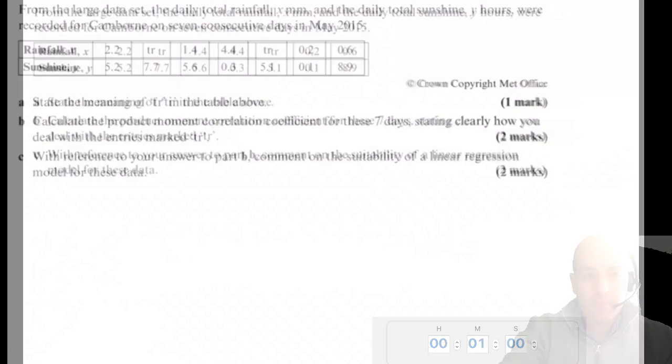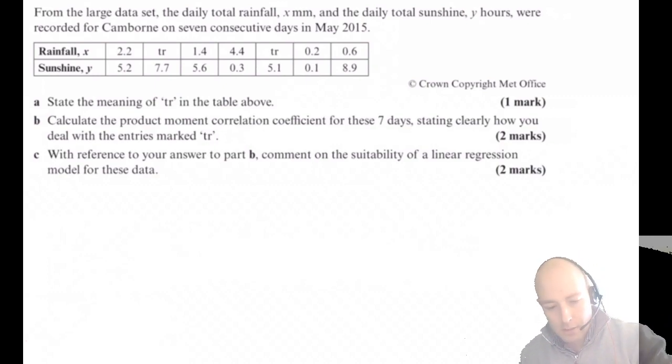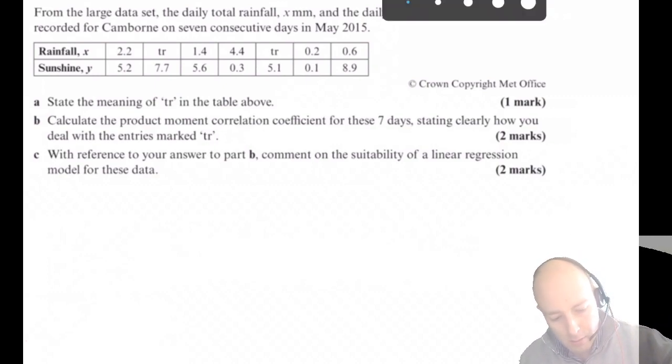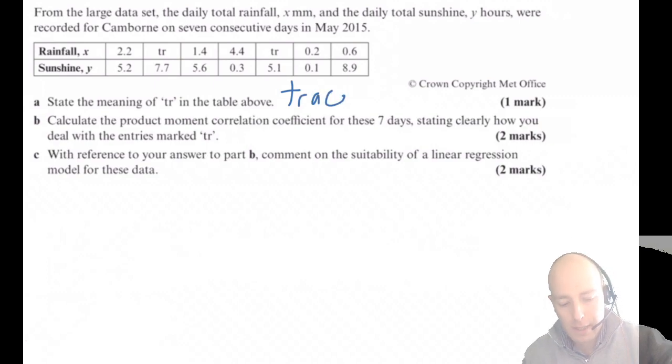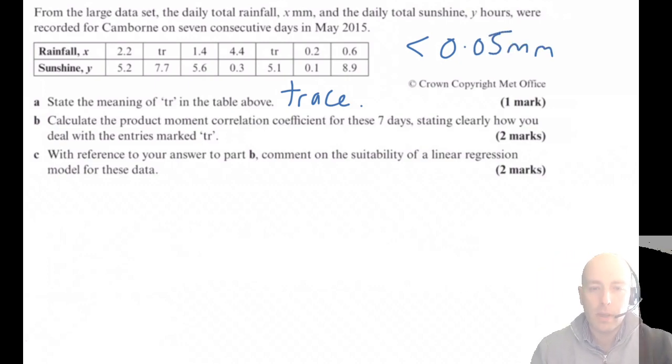Cool. All right. So yeah, TR stands for trace, as you guys said. It doesn't mean approximately 0. It literally means it's less than 0.05 millimeters. So yeah, that's what it means. Calculate the product moment correlation coefficient. Okay, so how do we do this then? If you bring up your calculators.